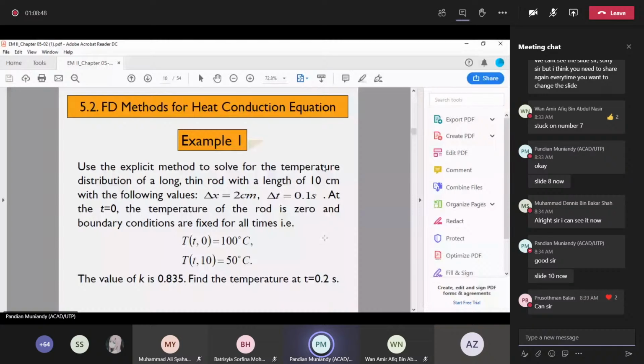So we are going to solve this problem. The question is, find the temperature at T 0.2 second. So first you must find the temperature at 0.1. At T 0.1, at X equals to 2, what is the temperature? At X equals to 4, what is the temperature? At X equals to 6, what? At X equals to 8, what? 10, no need. 0, no need.